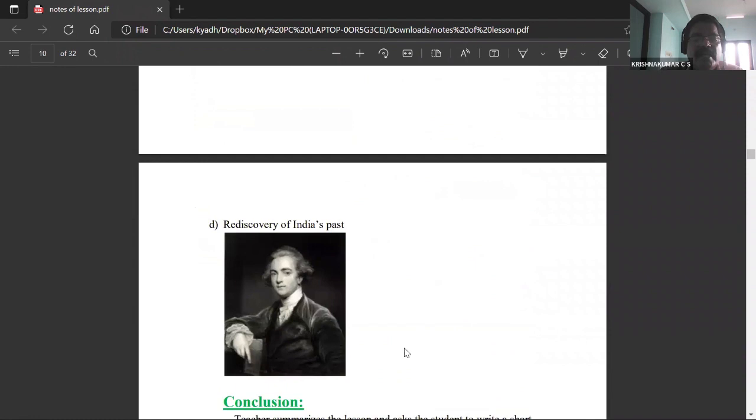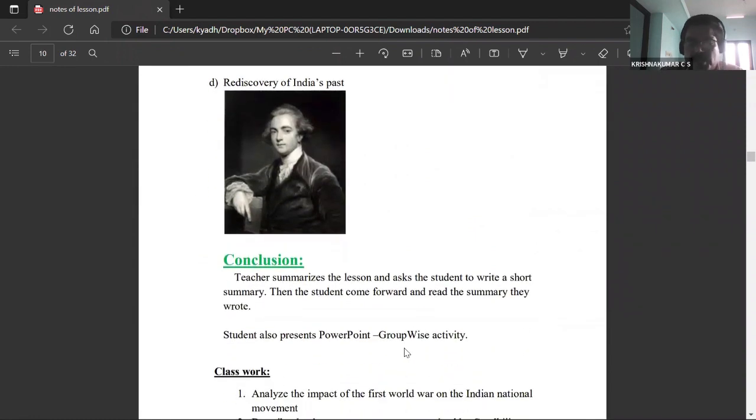Now, after the content is described, your conclusion. The teacher will summarize the lesson and ask students to write a short summary. Then the students come forward and read the summary they wrote. Students also present PowerPoint. It can be a group quiz activity.